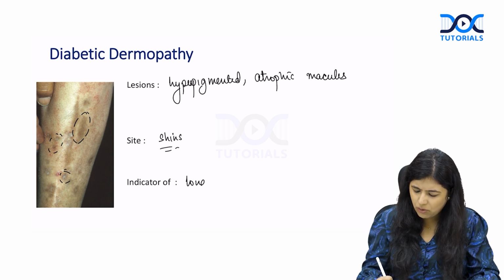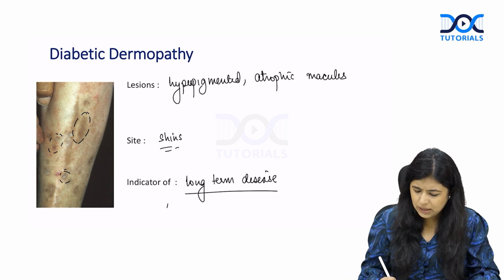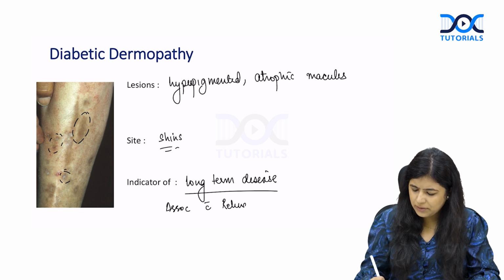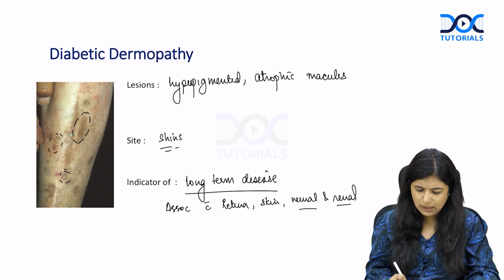This is an indicator of a long-term disease. So this patient has had disease since a long term, and it may be associated with changes in the retina, skin, neural, as well as renal changes in the diabetic patients.